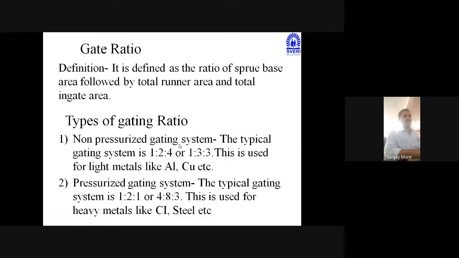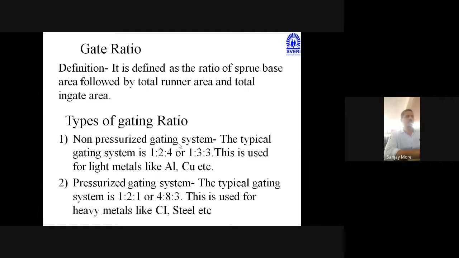The next heading, types of gating ratio. First one is a non-pressurized gating system, and second one is a pressurized gating system.